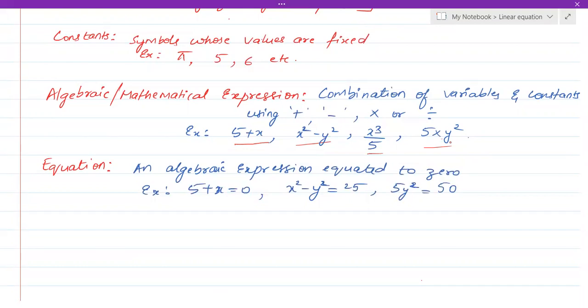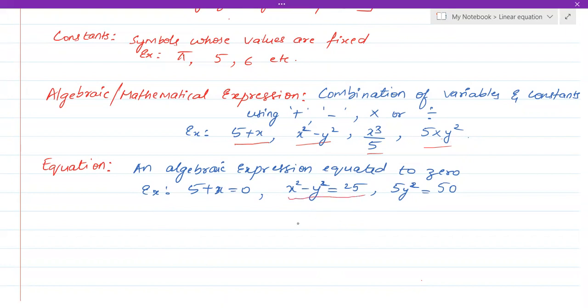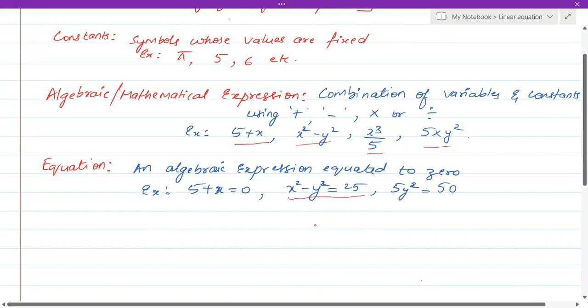And if this algebraic expression is equated to 0, it need not be 0, it can be anything. If it is equated to something, then we call that as an equation. So what is an equation? An algebraic expression equated to 0. Okay. But if you observe in the second example, I have equated to 25, isn't it? X square minus y square is equal to 25. But if you get this 25 to other side, so it becomes 0, right? So it is like equating to 0 itself.